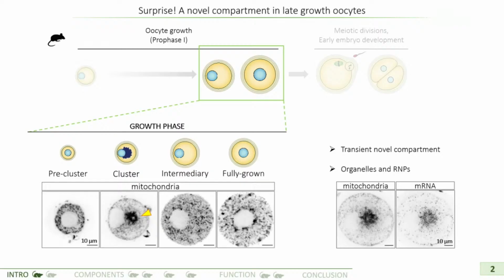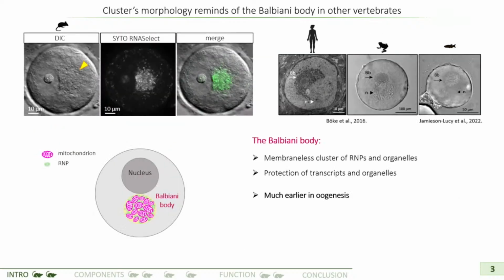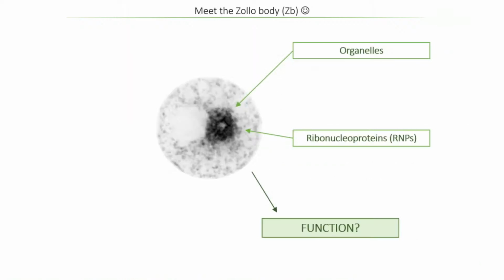It's not only mitochondria, but also RNPs, as highlighted by the enrichment in mRNAs. So we've seen already with previous presentations how this kind of compartment is not entirely new to oocytes, because pretty much all species have a Balbiani body that is also a membraneless condensate cluster of RNPs and organelles. However, despite the striking similarity in morphology between the Balbiani body from other species and the compartment that I observed in mice, the Balbiani body is found much, much earlier in oogenesis. So what I'm wondering is what could be the role of this later cluster in mouse oocytes.